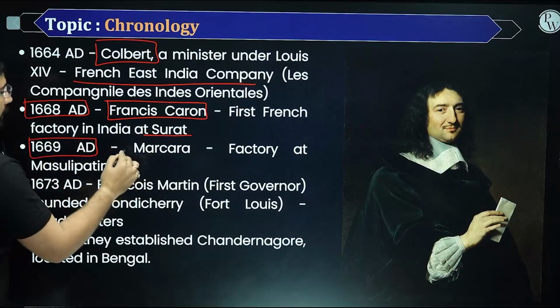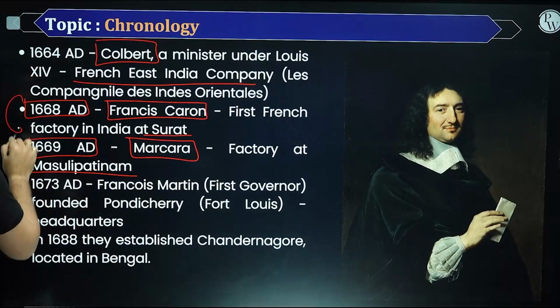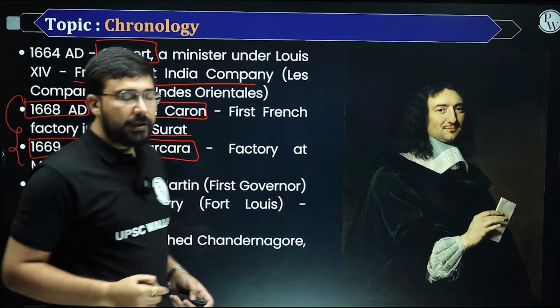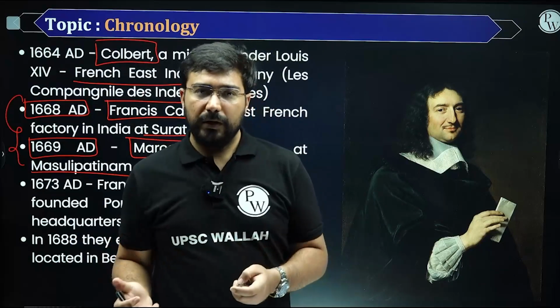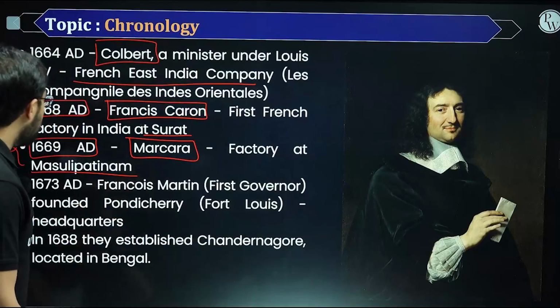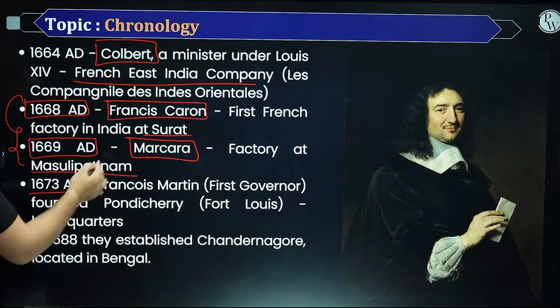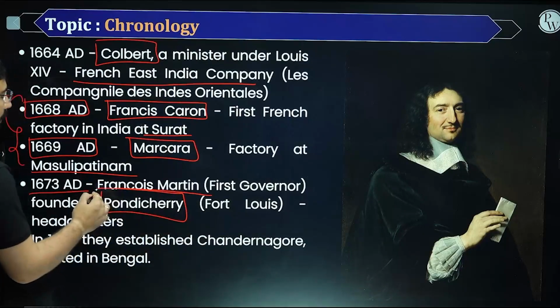In 1669, with the help of a person known as Markara, they opened their factory at Masulipatnam. So within the initial two years, they were able to establish themselves first at Surat and second at Masulipatnam, just like the British did in their initial times. Then in 1673, Francois Martin became their first governor, and he was responsible for Pondicherry.